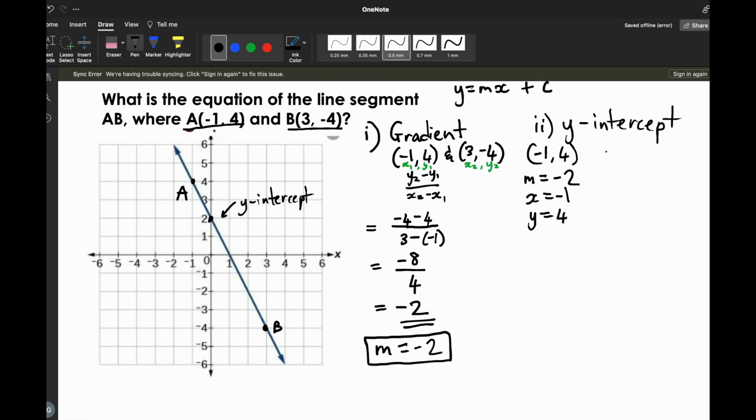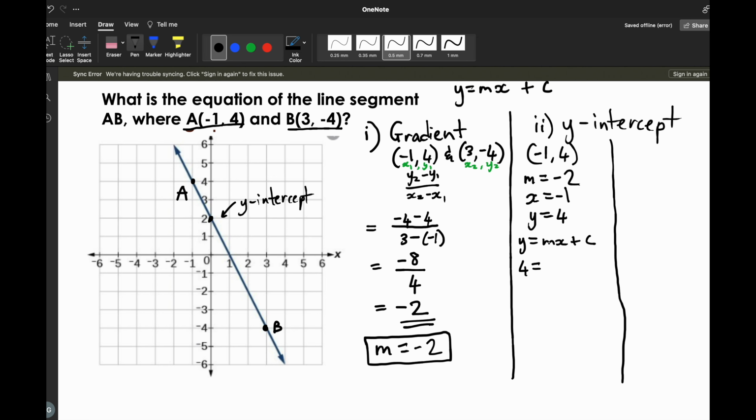Now, all right, so I'm going to split this in 2 because we're going to do this again for the next point just to prove that this can be done with the 2 points. So we're given a point, so we can use it. So now I just have to substitute it into this equation here. So y equal mx plus c. I can replace the y with 4. I'm replacing this m with -2. What am I going to replace the x with? -1. And then I have plus c.